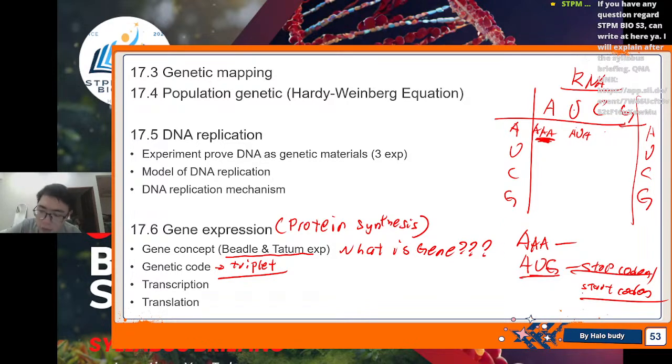But in examination, you have to know what is the start codon and also what is the stop codon. You have to know. Stop codon got 3. Start only 1. Only one codon is the start codon. Okay, so this is the basic concept. You have to know the types of genetic code, and also you have to learn the characteristics of the genetic code.